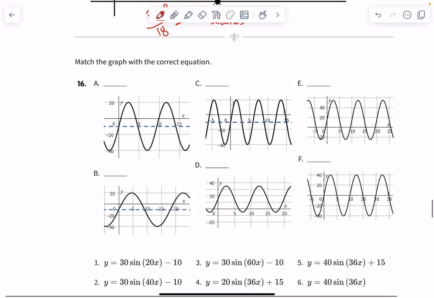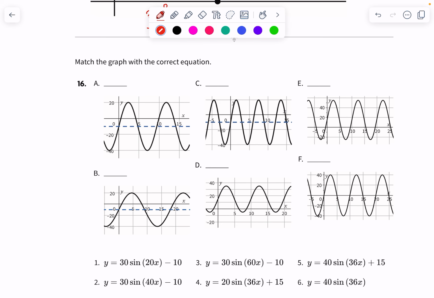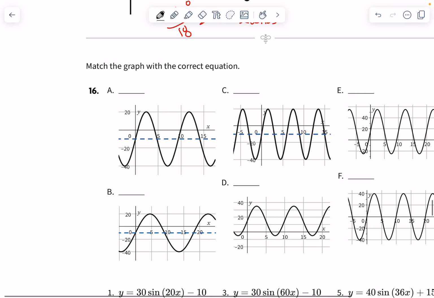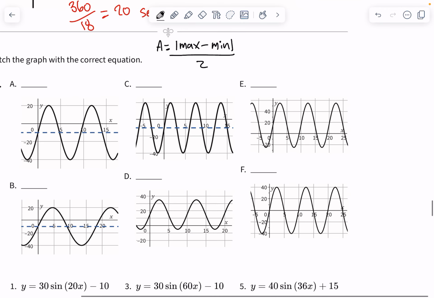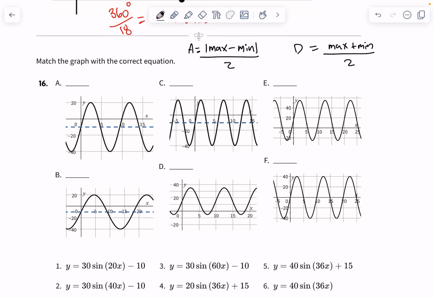Okay, good. Match the graph with the correct equation. So let's kind of talk about this. I want to make a note that amplitude A is equal to the absolute value of max minus min, dividing this by 2. Then my D, my vertical shift, is equal to max plus min, dividing this by 2. So it's an average.